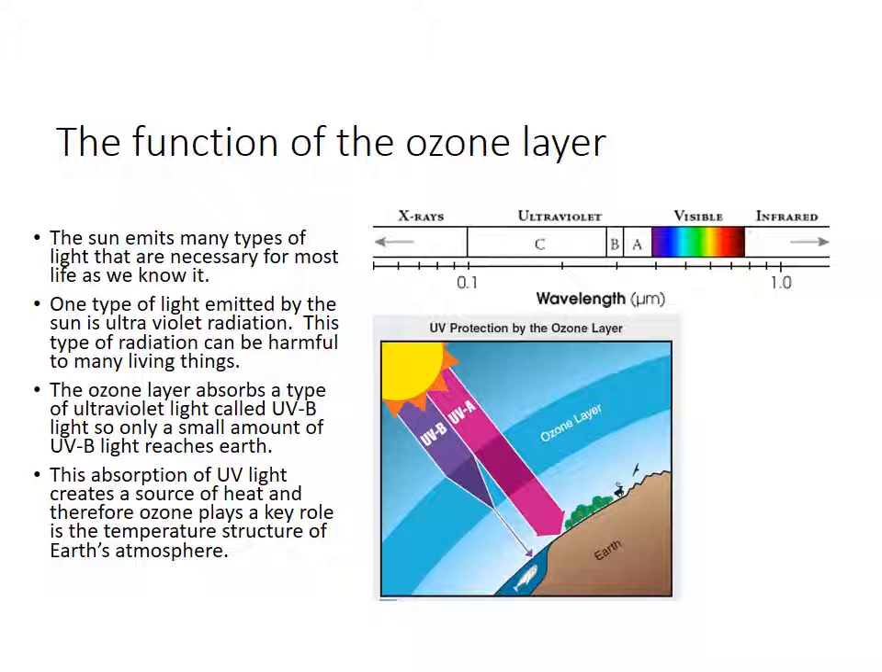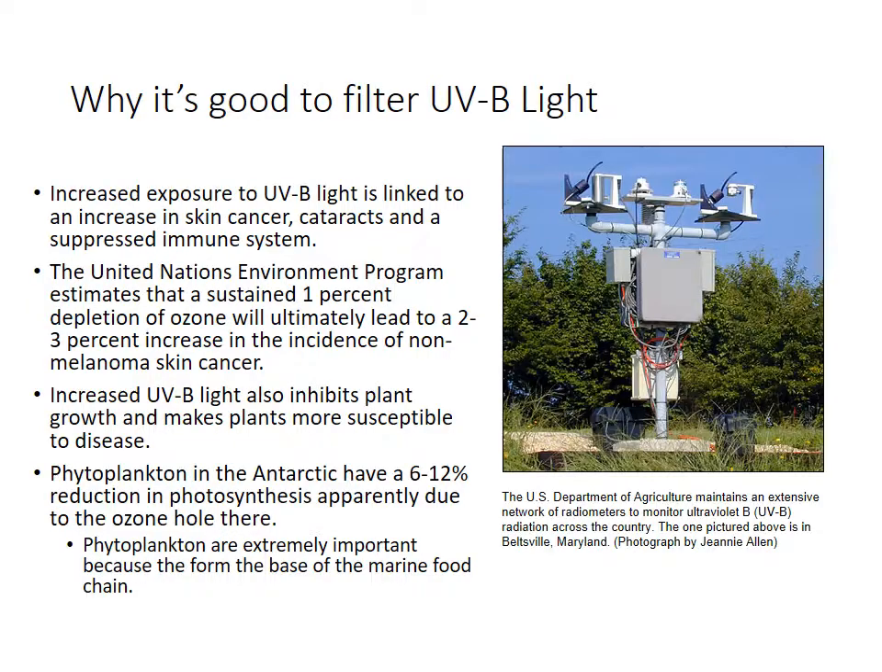And so that UVB radiation gets absorbed here in this layer, which is important not only because it protects the Earth from getting as much UVB radiation, but also, in absorbing all that UVB radiation, it's absorbed in the form of heat. And so this ozone layer warms up and it helps heat the Earth. So ozone can play a really important role in the temperature structure of the Earth's atmosphere, as well as filtering out the harmful UVB radiation.